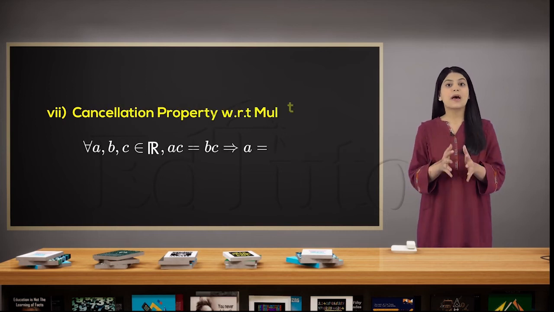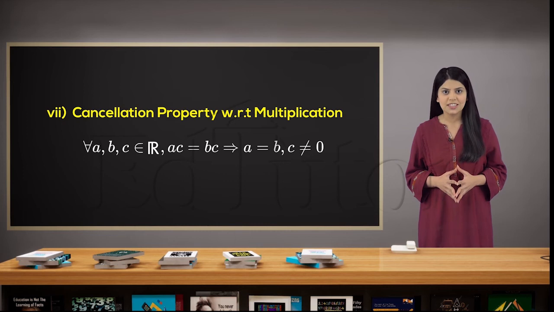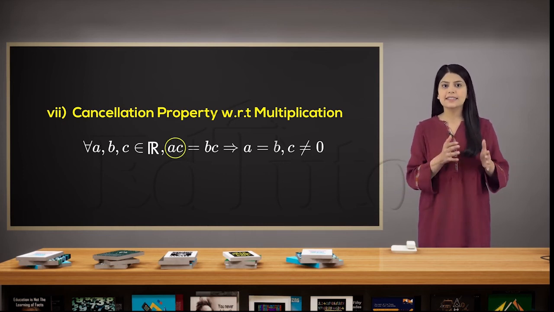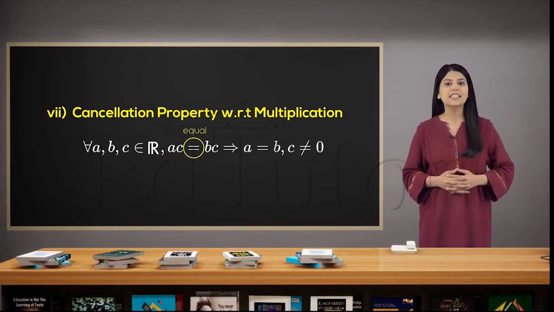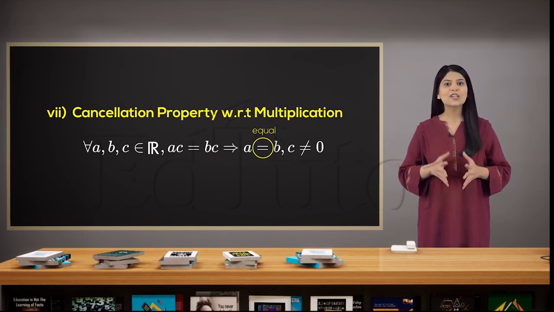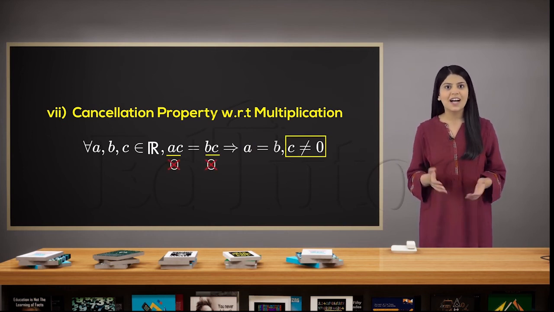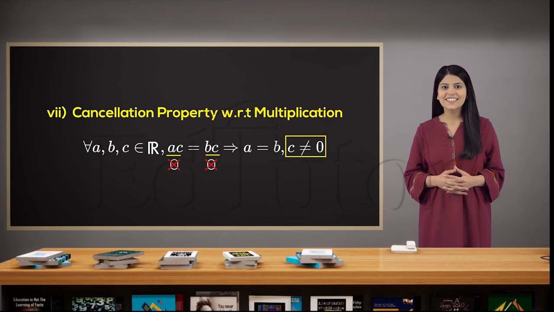Now, let's wrap it up with the cancellation property with respect to multiplication. If the product of A and C equals the product of B and C, then dividing both sides by C maintains equality, making sure that C doesn't equal 0. Otherwise, the result would be what?